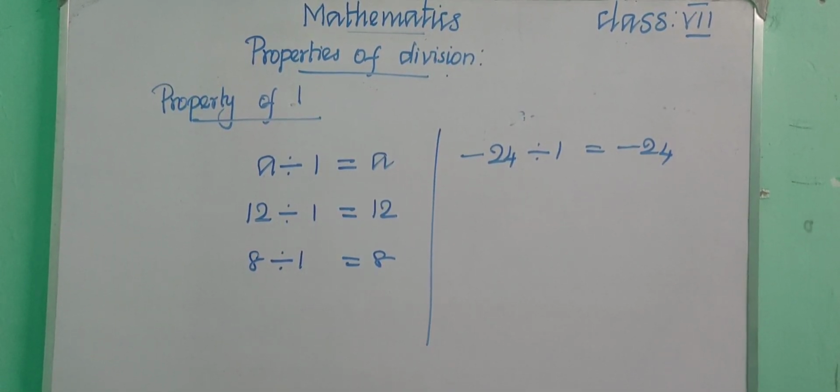So, what are all the properties we have seen? The first is closure property. Is it possible for division? No, right? So, the closure property may or may not be possible for division of integers. It may be possible or may not be possible. Commutative property surely does not hold. Division of integers does not hold commutative property.